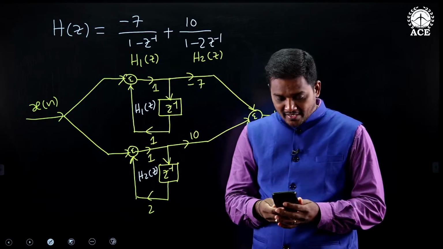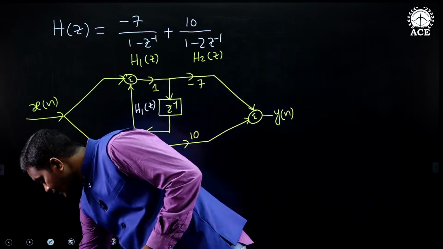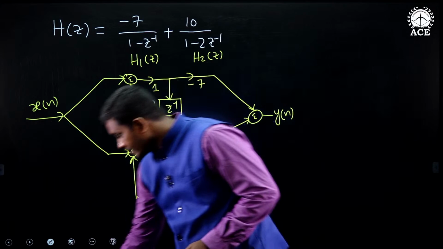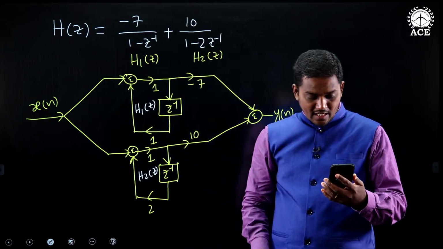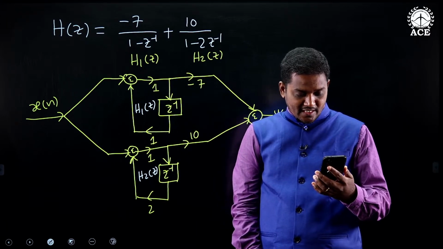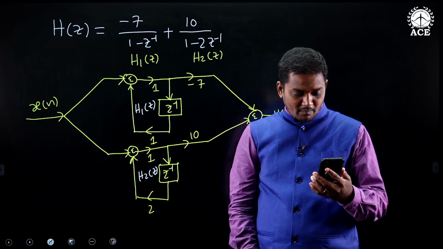So finally, how many different forms have we seen? I am giving an overview. Nandini is asking, sir, give an overview on parallel form.